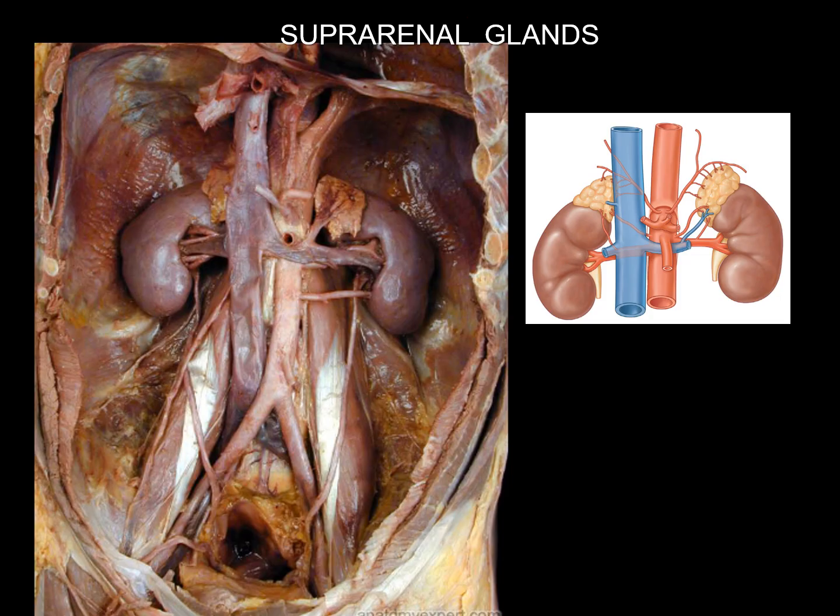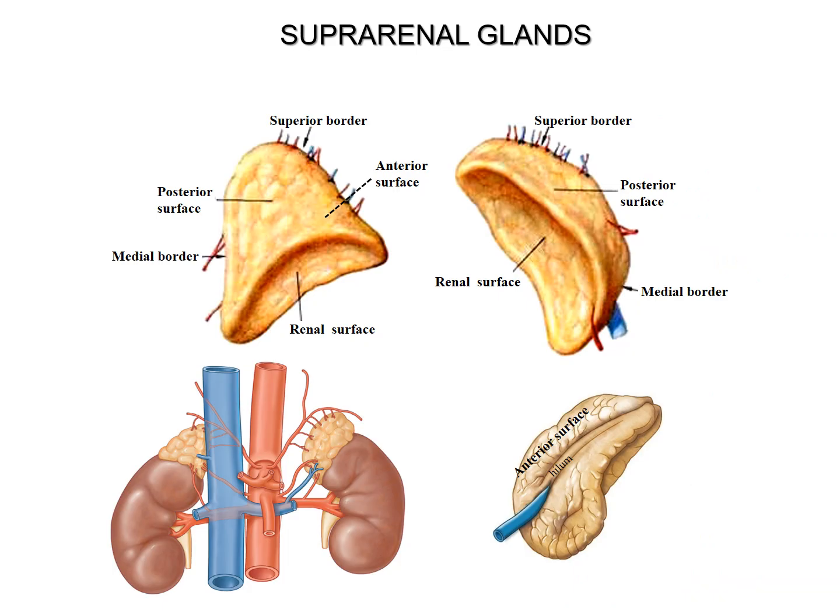The suprarenal glands are 2 small bodies, flattened anteroposteriorly and situated one on each side of the median plane behind the peritoneum and immediately anteromedial to the superior pole of each kidney. The right gland is pyramidal and the left is semilunar and is larger than the right.